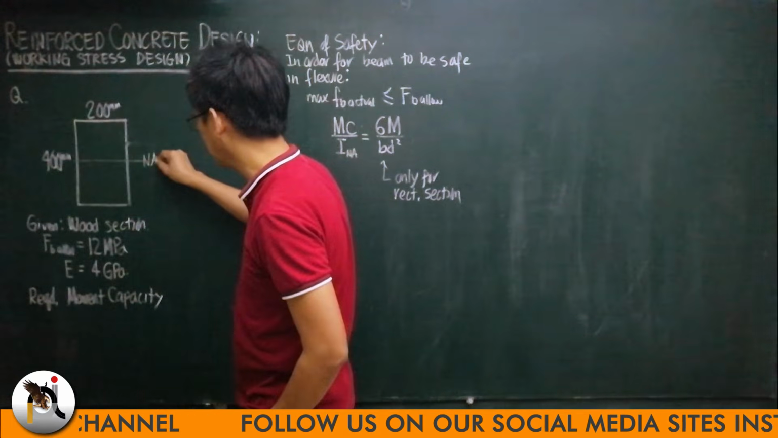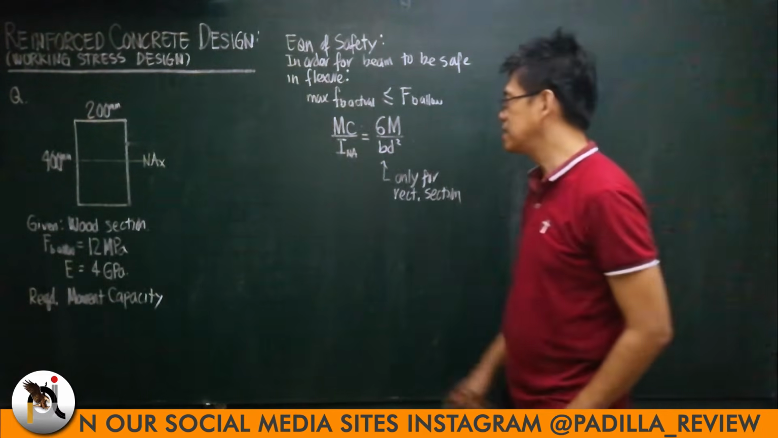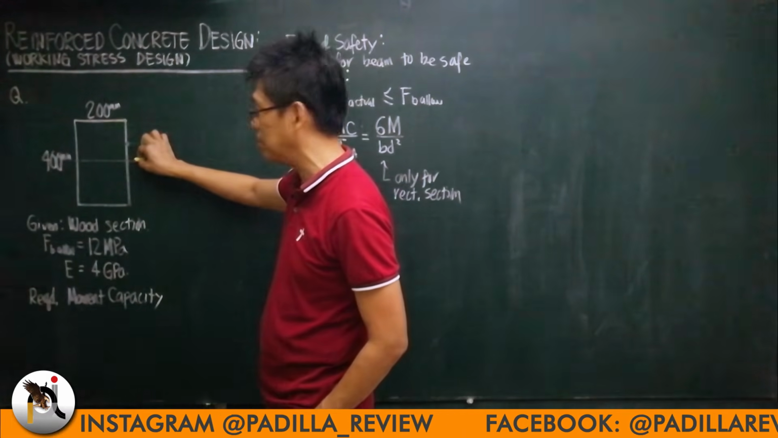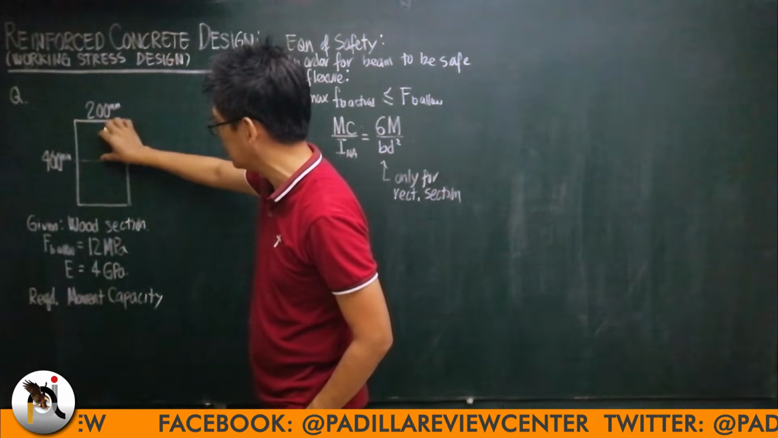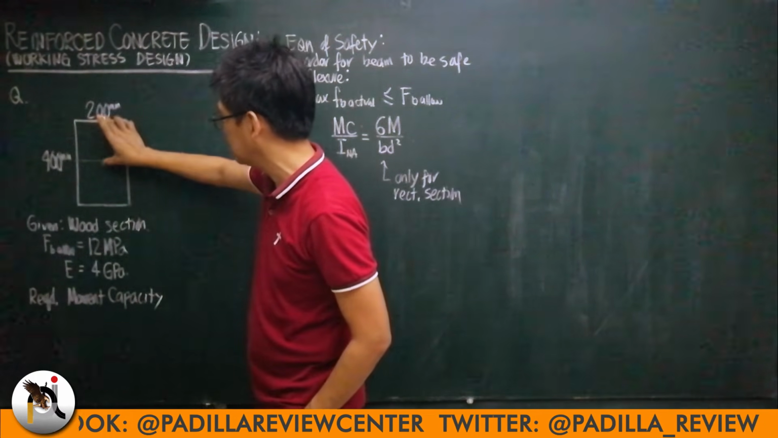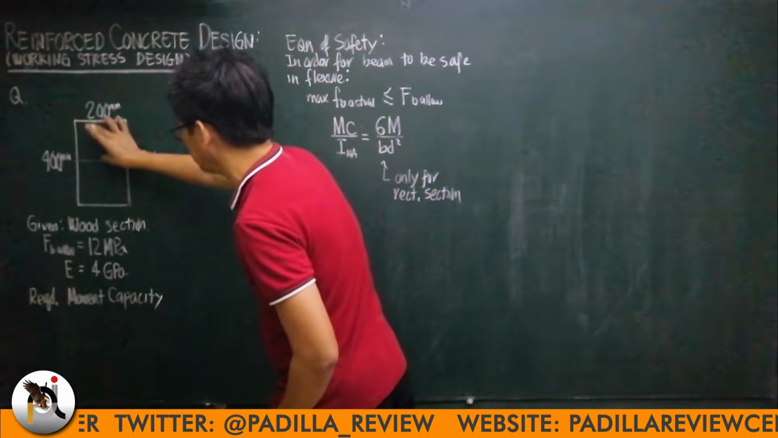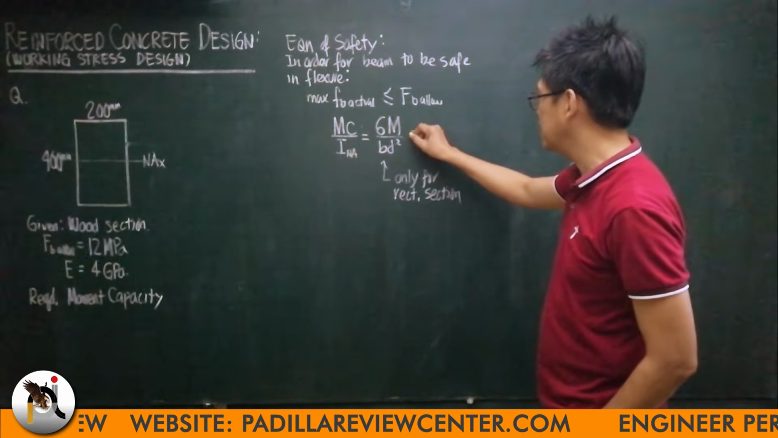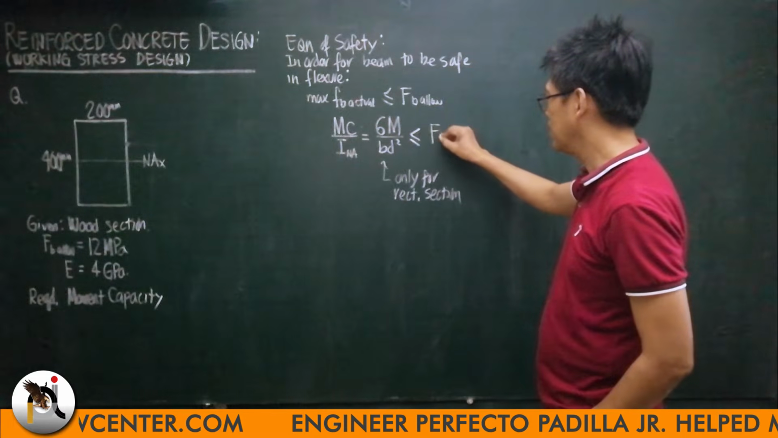Neutral x-axis. Okay? So, the C here is the distance of the point or of the element from the neutral axis. If you want the stress here, your C is this. If you want the stress here, the C is this. So for maximum stress, the C must be maximized. You get it? Okay. So this must be less than or equal to FB allowable.